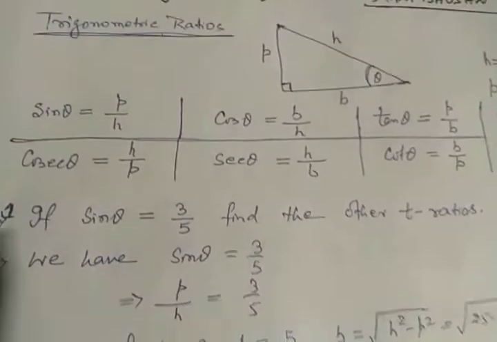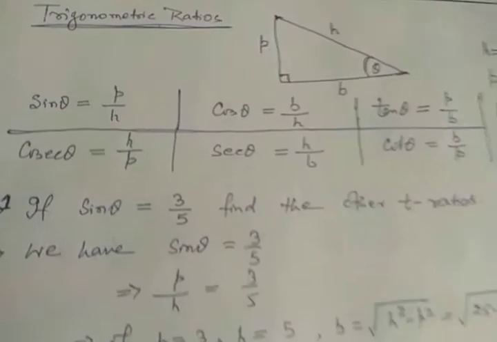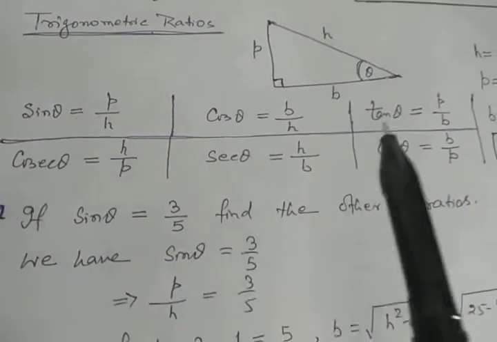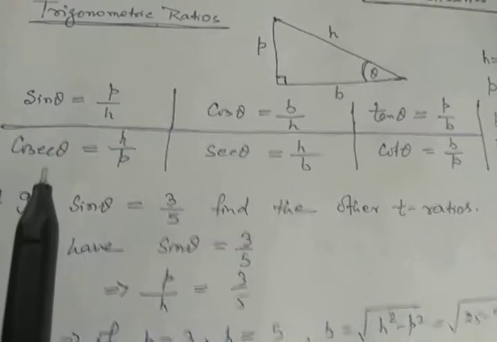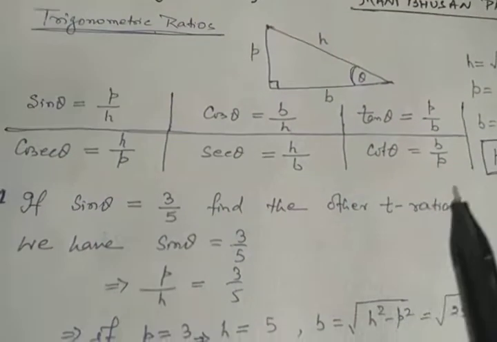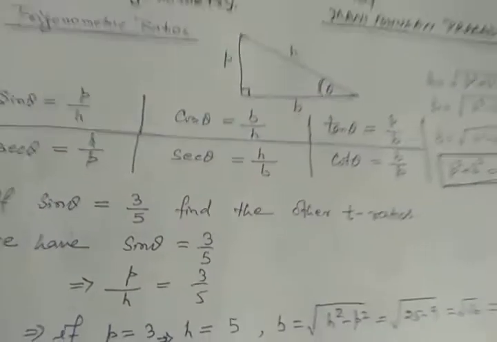Please remember these ratios. Is it clear? So once again, sin theta is P by H, cos theta is B by H, tan theta is P by B, cosec theta is H by P, sec theta is H by B, cot theta is B by P. Now some problems based on this, just see now.